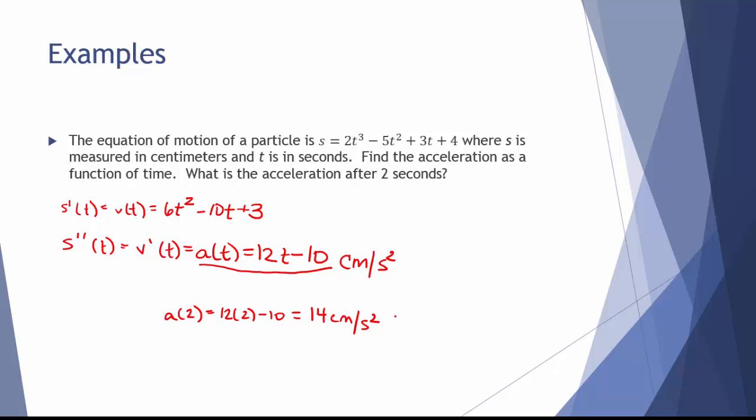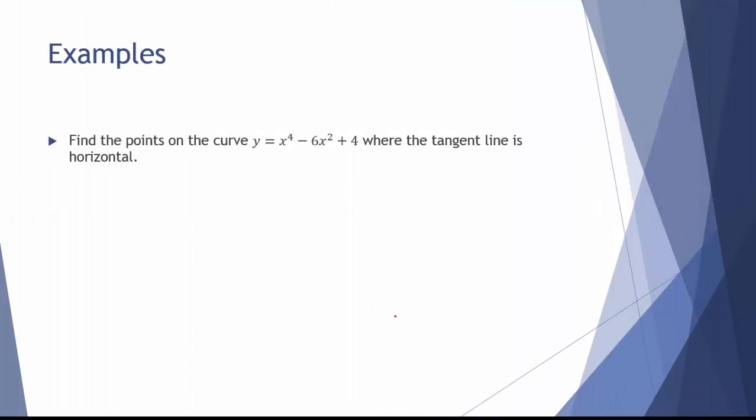Let's take a look at another type of common example. We want to find the points on the curve y equals x to the 4th minus 6x squared plus 4, where the tangent line is horizontal. Okay? So we're talking about a curve, so this is a graph that we're discussing, and we want to find out where this graph, where this curve, has horizontal tangent lines. And that's why this is a derivative problem, because when you start talking about tangent lines, you're discussing derivatives.